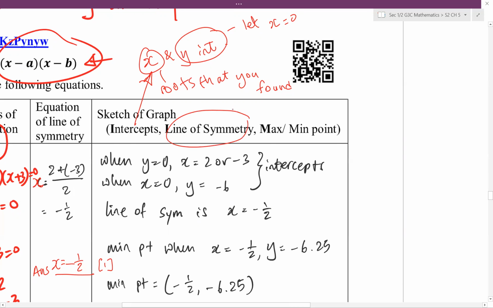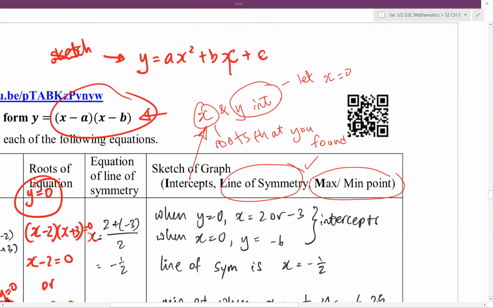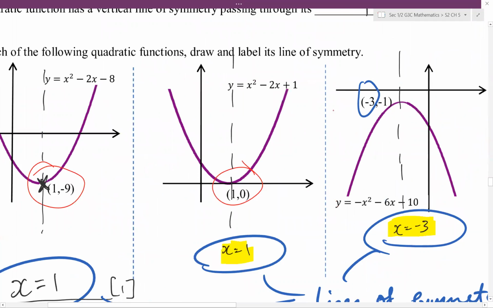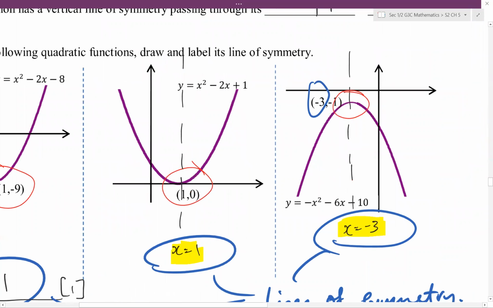Line of symmetry, we have already learned how to do it just a while ago. Next one will be your minimum, maximum point, your turning points. So how do we find the turning points now? Turning points refers to either minimum or maximum. So let's go back to the graph. Okay, so it looks like this. So look like this. -3, -1.